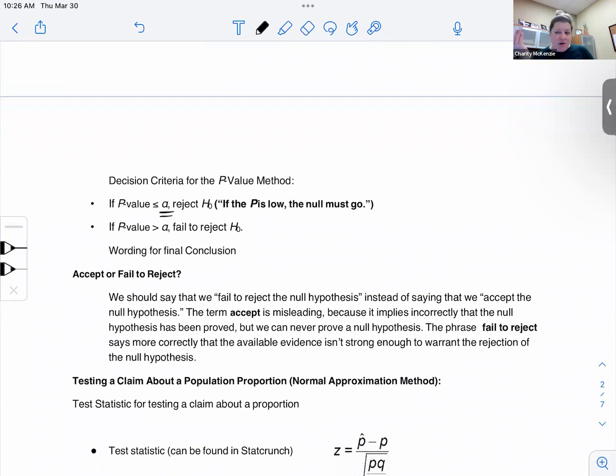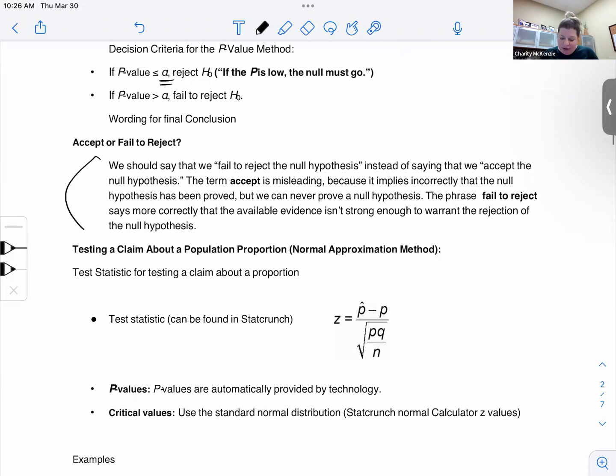If it's bigger than that value, then you fail to reject the null. So you're saying we have evidence in favor of the null. So we either have evidence against the null or in favor of the null. That's how we word it. Reject it, accept it. That's it. This is just some wordy stuff to help with that accept or fail to reject. We don't like the word accept, so we use fail to reject. So we either reject or we fail to reject.